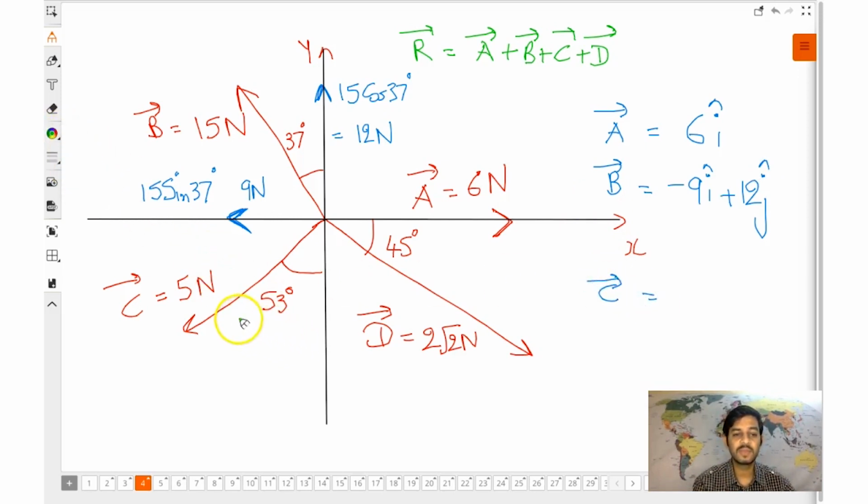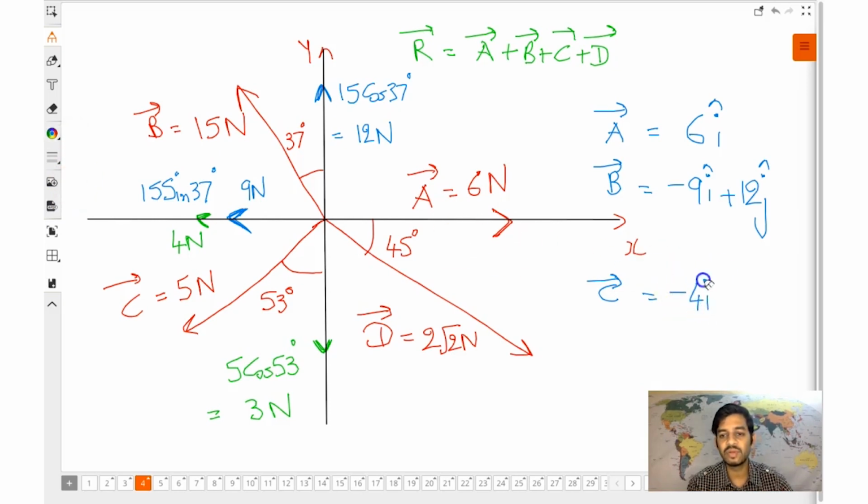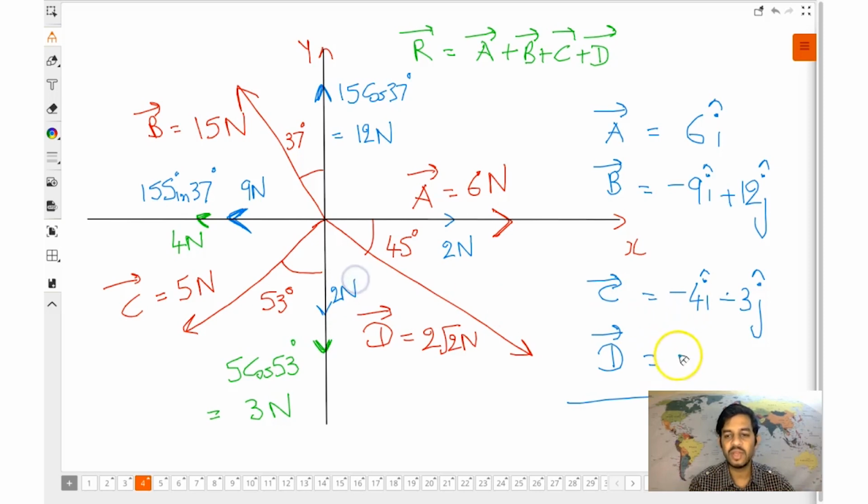Again, resolve करते हैं. दीज आर द टू म्यूचुअली परपेंडिकुलर कंपोनेंट्स, जिसके साथ एंगल उसके साथ cos. Cos 53 is 3 by 5, so this will be 3 newtons. Sin 53 is 4 by 5, so this will be 4 newtons. C vector can be written as minus 4 I cap minus 3 J cap. All are in newtons. Okay? And finally D vector, I am sure you should be able to do that. 2 newtons and 2 newtons. So D vector will be written as 2 I cap minus 2 J cap.